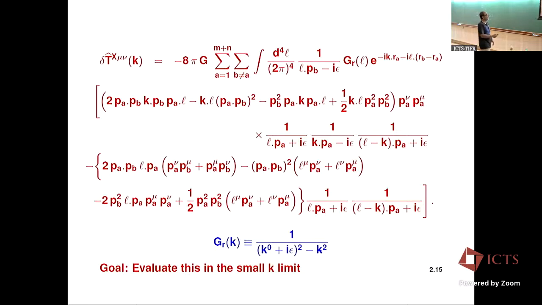So by doing this analysis, we get an expression for delta T hat x. This is a Fourier transform, and we see all these 1 over L dot P, minus i epsilon, 1 over L dot P plus i epsilon. These are all coming from the sigma prime integrals. Now you notice that this looks like Feynman integrals, right? If you want to evaluate a Feynman graph, these are the kind of integrals one finds, except that these propagators are not quite the same, but they are roughly of the same kind.